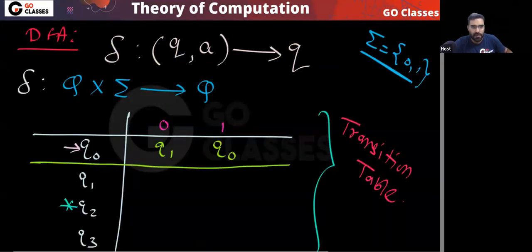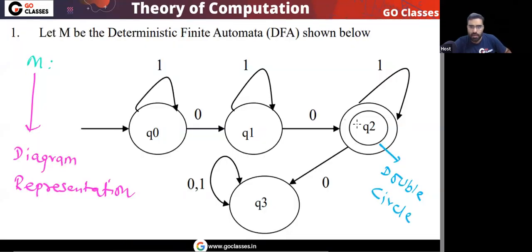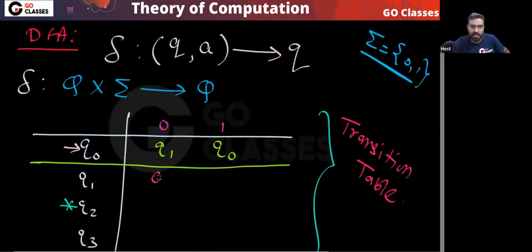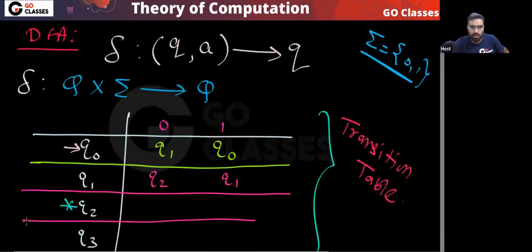Next, tell me, what about Q1? Where will Q1 go on 0, 1? This Q1, on 0, will go to Q2. On 1, it will go to Q1. Next, what about Q2? You can notice this Q2, on 0, will go to Q3. On 1, it will go to Q2. So Q2, on symbol 0, goes to Q3, and on symbol 1, it goes to Q2.